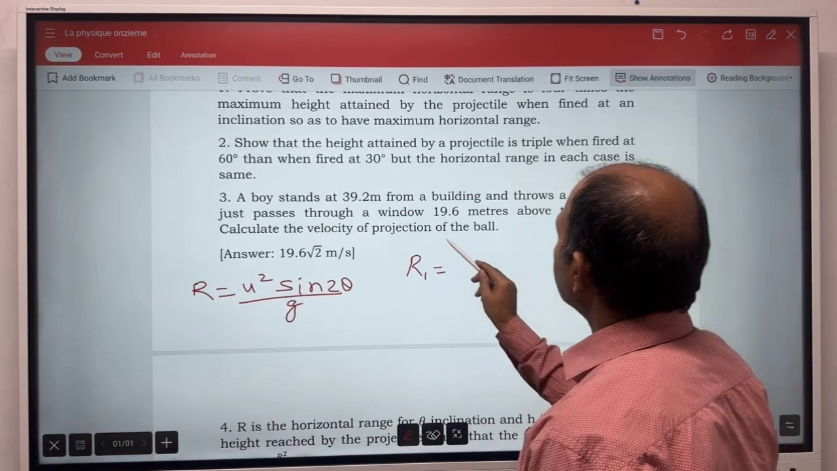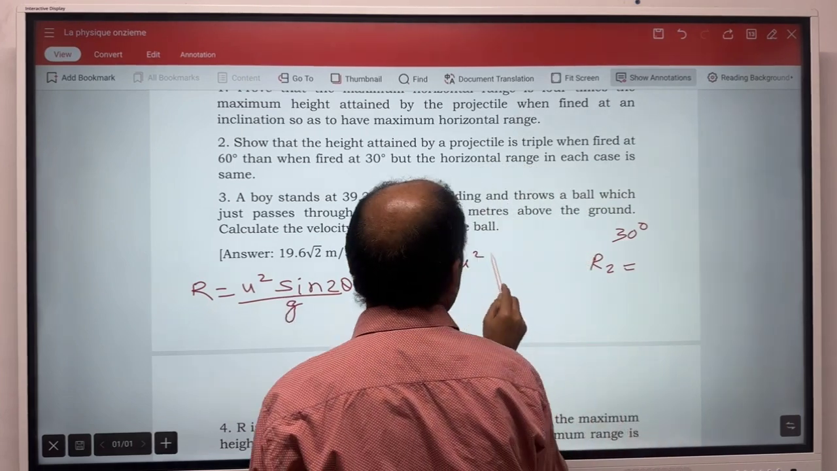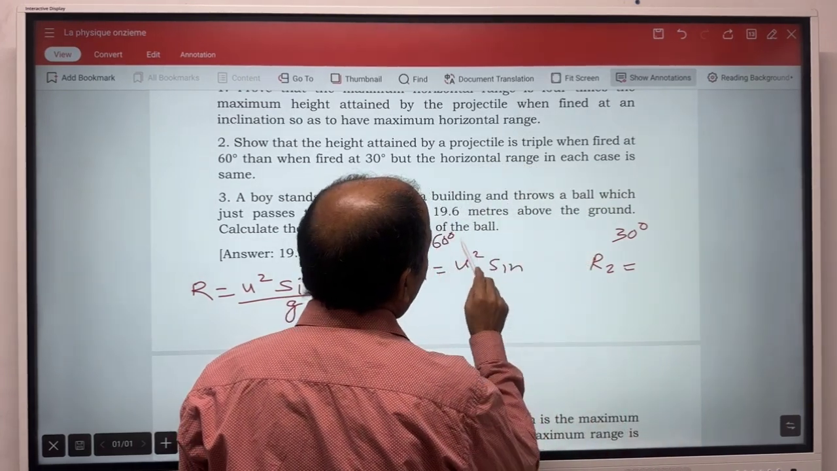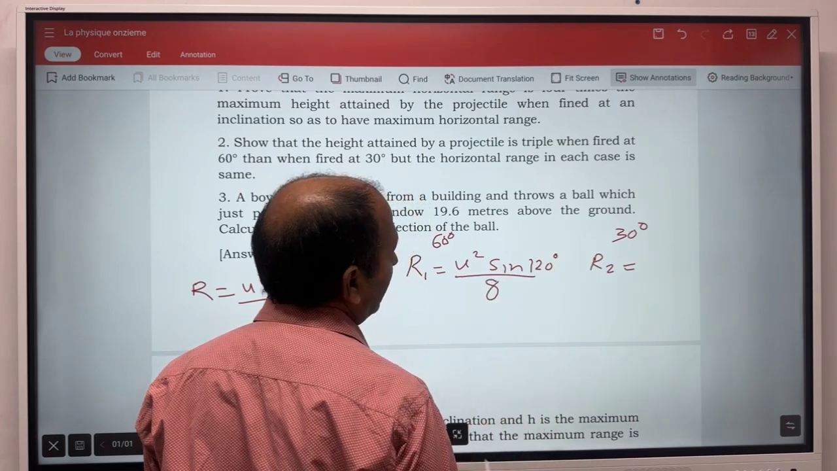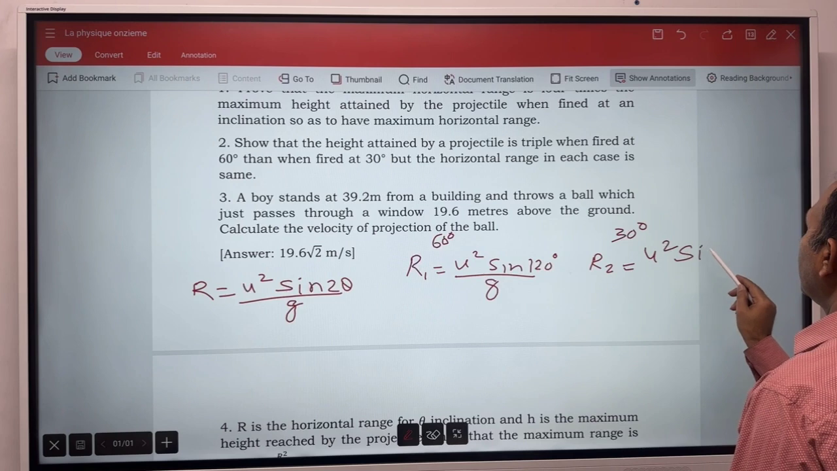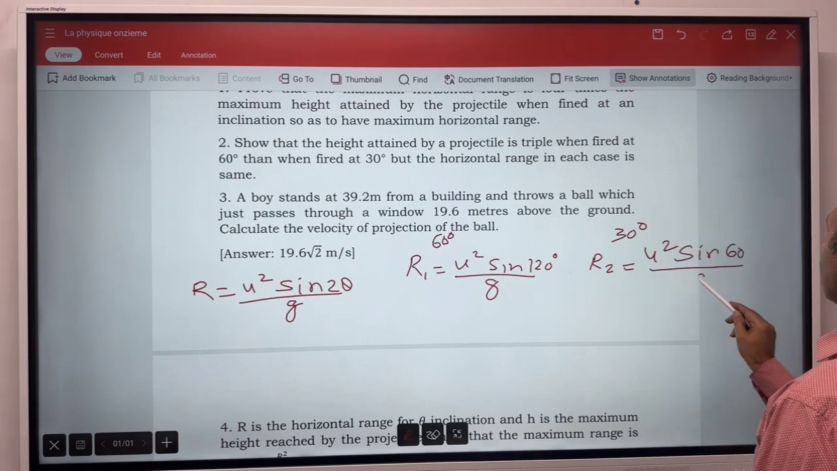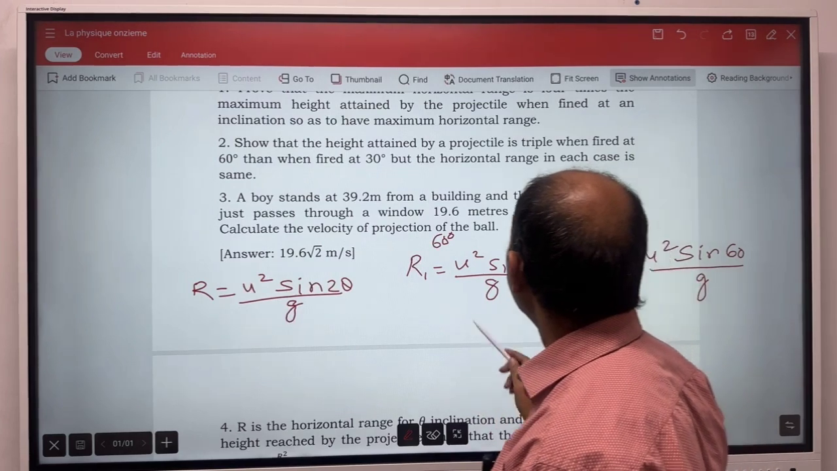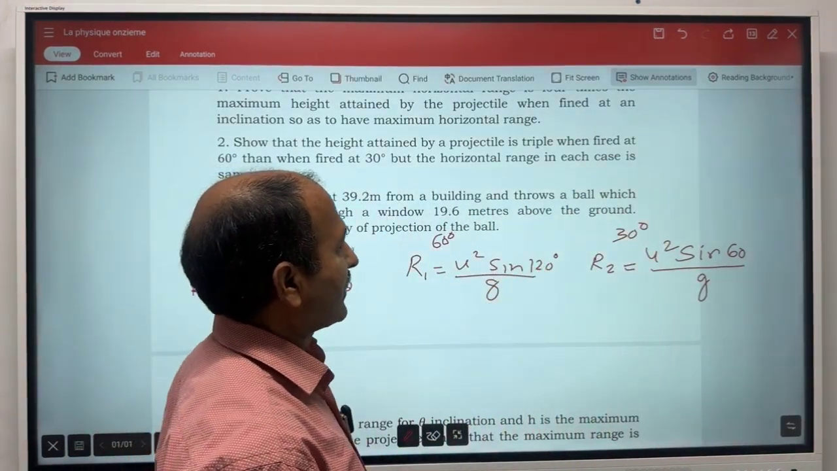This is for 30 degree, this is for 60 degree. So u square sine 2 theta, that is sine 120 degree divided by g, and this will become u square sine 2 theta, that is twice of this, sine 60 degree divided by g. Now see, sine 120 is same as sine 60.